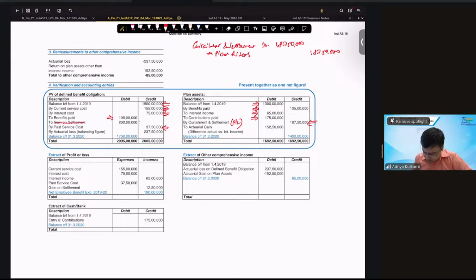This won't be gain on settlement. My obligation is reducing by 2 crores. Yes or no? Correct. So this is curtailment and settlement. So what happens is defined benefit obligation debit 2 crores to curtailment and settlement, 2 crores. Any doubts?